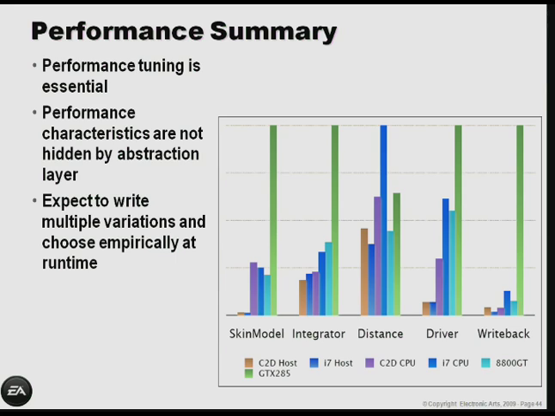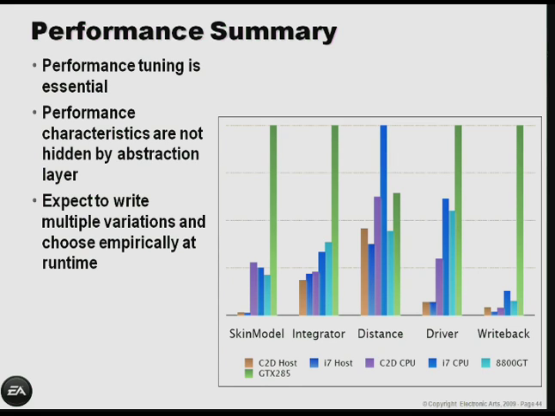So a bit of a summary then on what we learned in this process. First of all, performance tuning is essential. You can't just write the code, fire and forget, and expect that it's going to perform anywhere near the optimal. You do have to look at the profile, understand things about your algorithm, and do some optimization of your code. The second thing is the performance characteristics aren't hidden by the abstraction layer. You have to understand the hardware that you're running on. So you can't ignore the characteristics of the hardware.